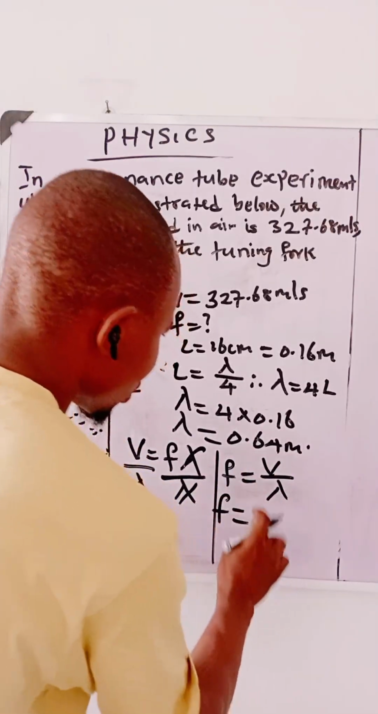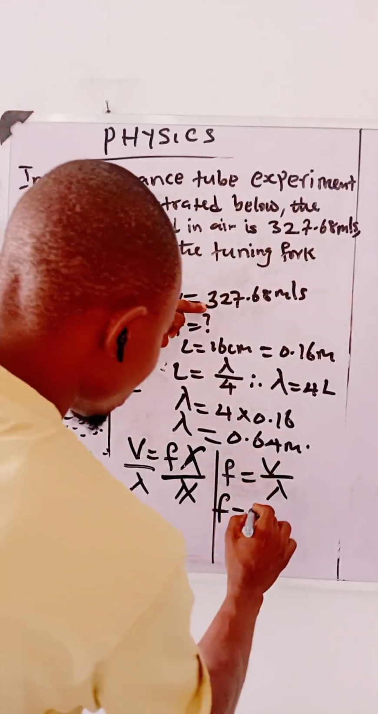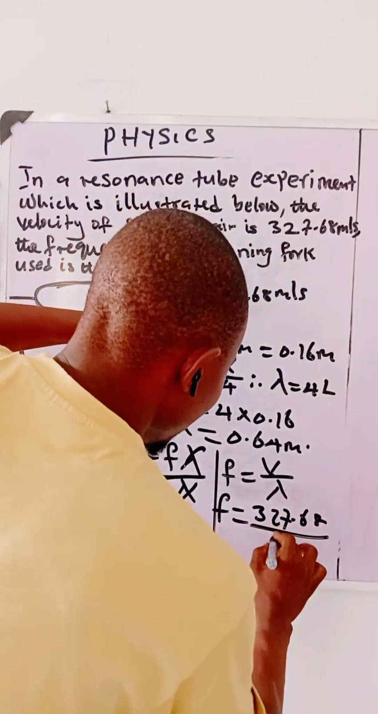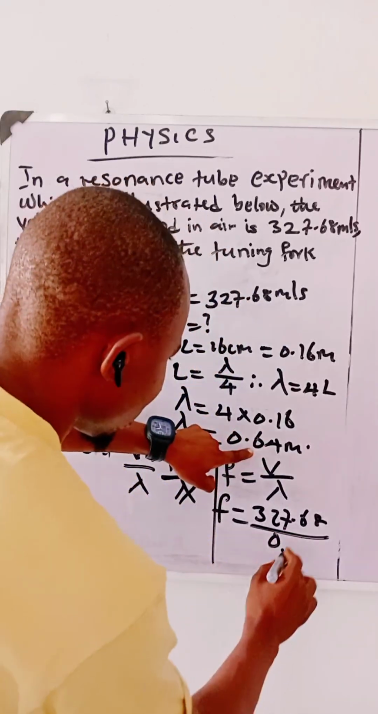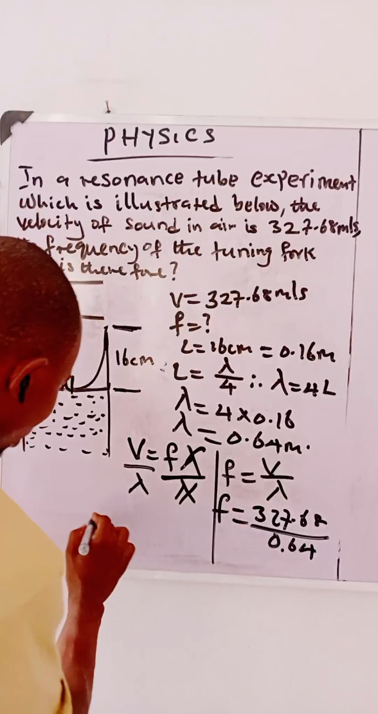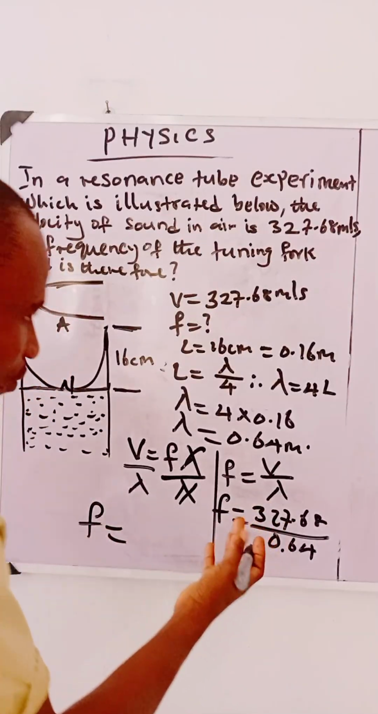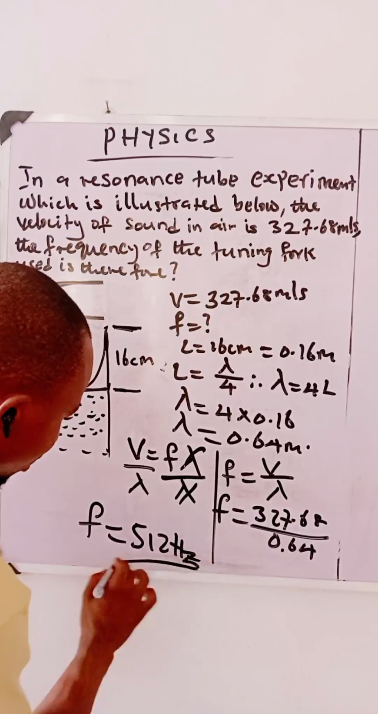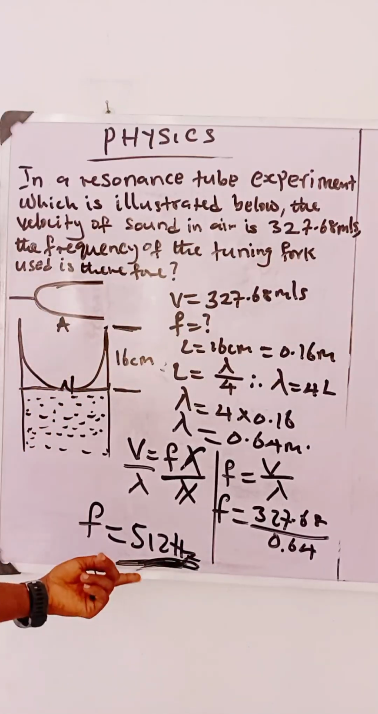So my f is equal to 327.68 divided by 0.64. If you divide this, you're going to have your f as equal to 512 hertz. This is the frequency.